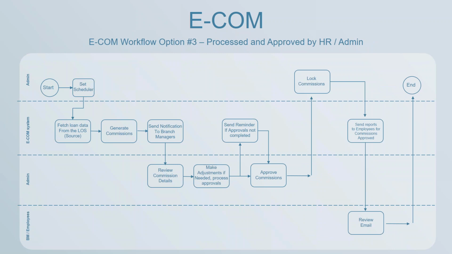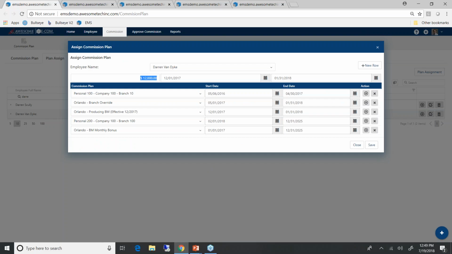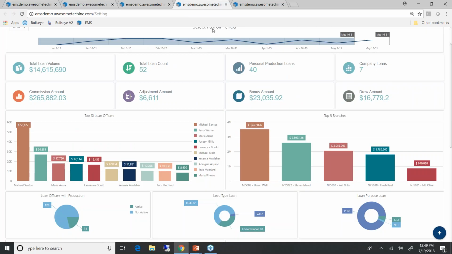And then the last workflow that we have available is preferred for smaller organizations because it's simplified. The admin generates, processes, and approves all commissions without involving different levels of the organization, allowing for a simple commission calculation process to run easily. So for this last part, I was going to do a slide, but it's more fun to actually show you the dashboards that are available.